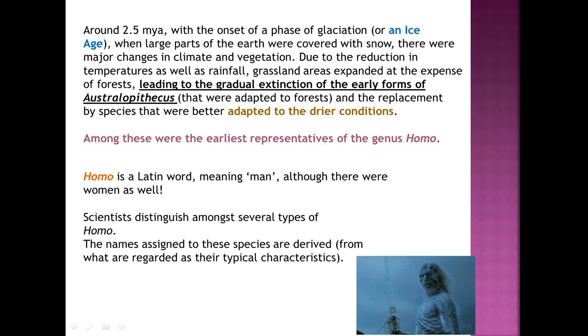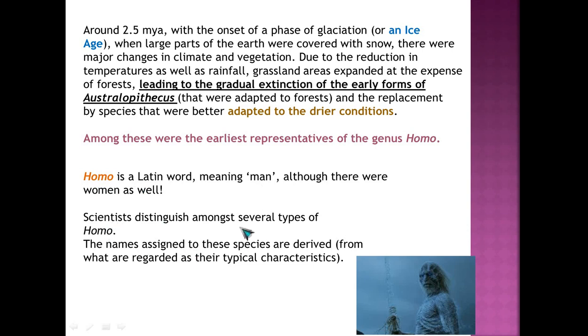So you can understand that Homo is the advanced version of Australopithecus, even though they come in the same boat. They are an evolution, or they come in the category hominids. Now, what is the meaning of the word Homo? It is a Latin word meaning man. Although there were women as well, the Latin meaning is man, mankind.